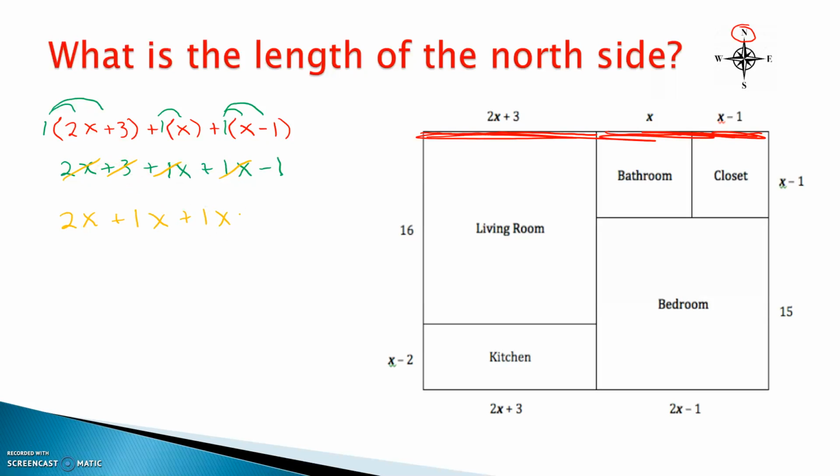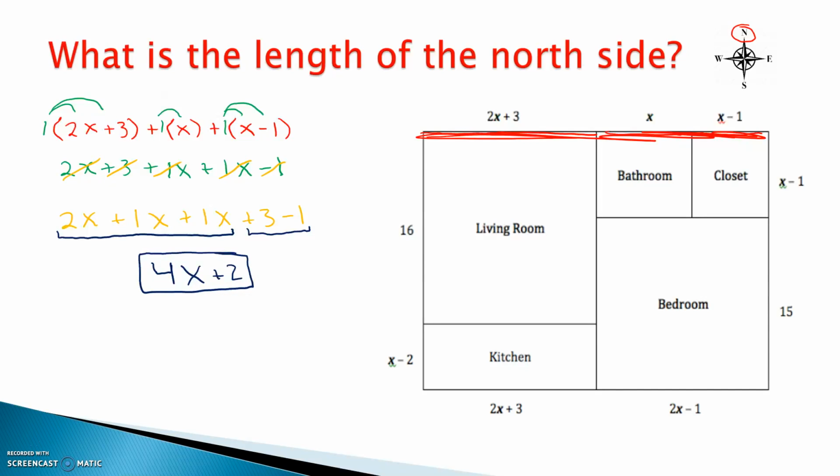We have the positive 3, and we have the negative 1. Cool, so it's in standard form, which is nice because all I can do now is combine my like terms. I have 2x's plus 1x's plus 1x's, which is going to give me a length of 4x here. Now my other set of like terms are the constants here, 3 minus 1, which is going to be a positive 2. So what is the length of the north side? The length of the north side is 4x plus 2.